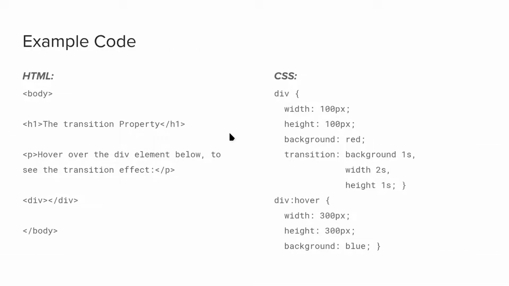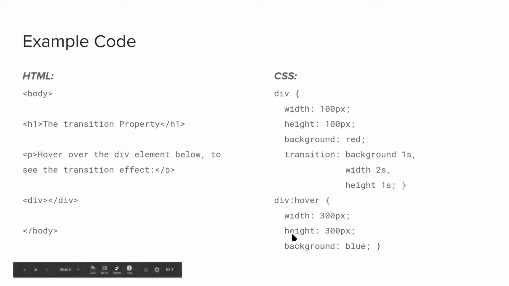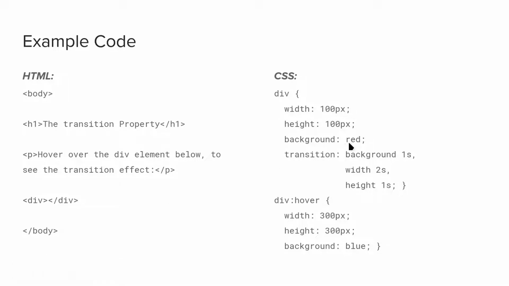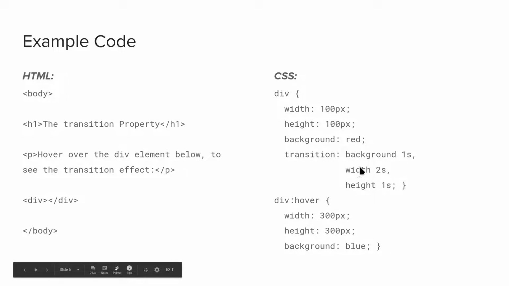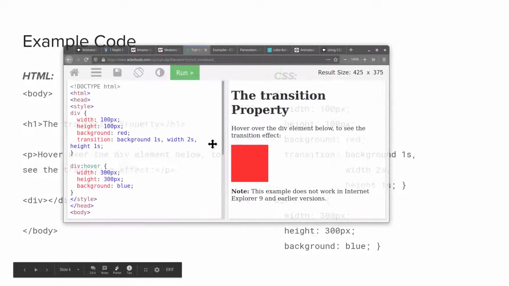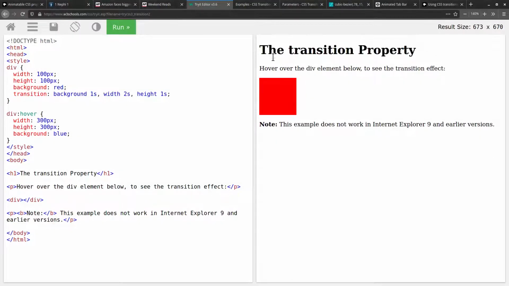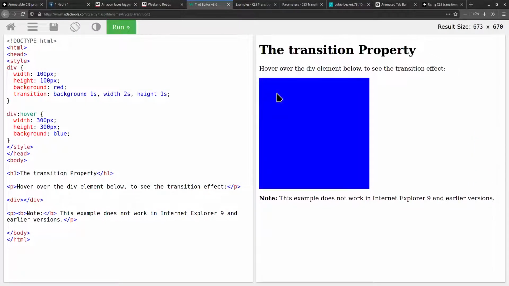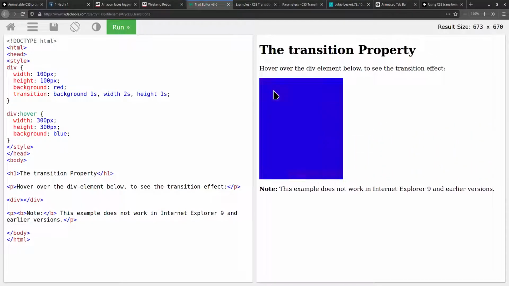Now, over here we have a simple example of how to make a transition happen. Here we have the HTML, here we have the CSS. This div is empty, but it's given size and color by the CSS. And when I hover over it, this stuff happens to it, given by these parameters. Now let's see it in action. When I hover over it, that's what it does. Now let's mess with this a bit.